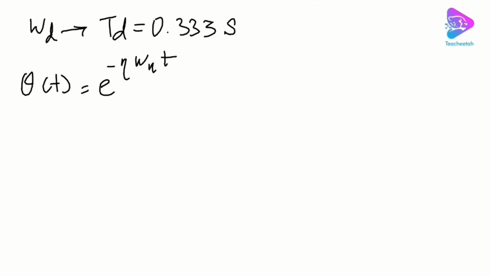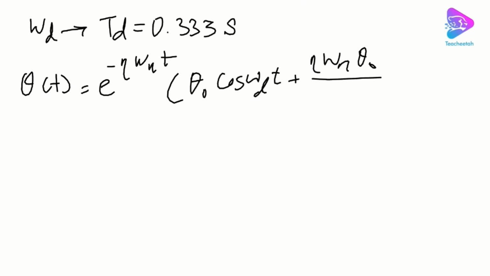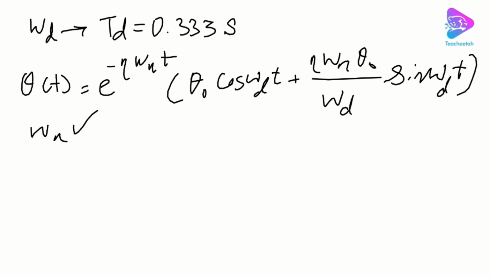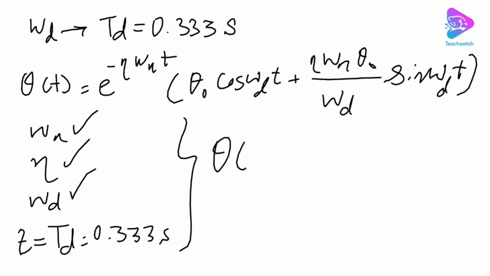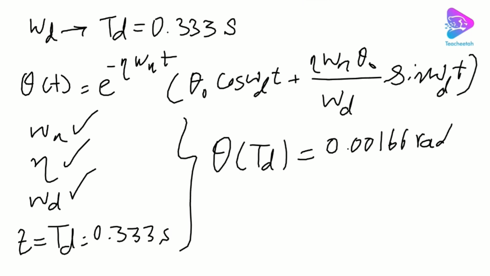So if we know tau_d, then we have theta(t) equals e^(-zeta omega_n t) times theta naught cos omega_d t plus zeta omega_n theta naught divided by omega_d sin omega_d t. So we know everything, we just need to plug in everything. We use omega_n, we know zeta, we know omega_d, and we only have to plug in t equal to tau_d or 0.333 seconds. If we do that, and I don't want to repeat all this calculation, we can find theta at tau_d, which is the displacement at the end of the first cycle, equal to 0.00166 radian, which is nearly 0.1 degrees.